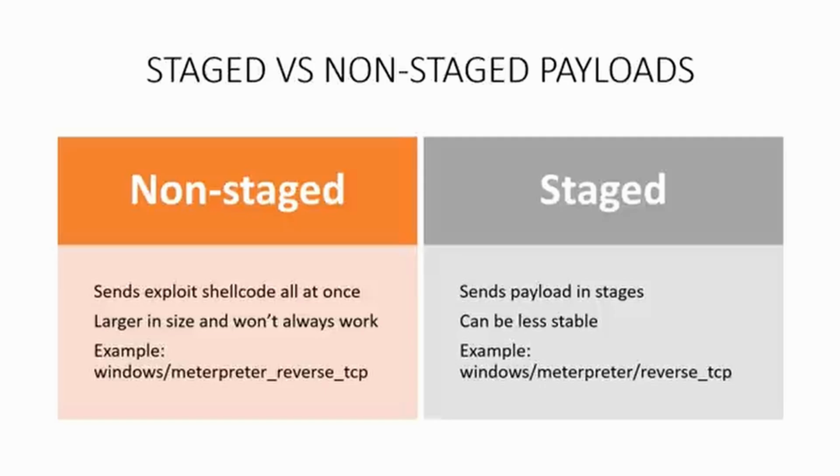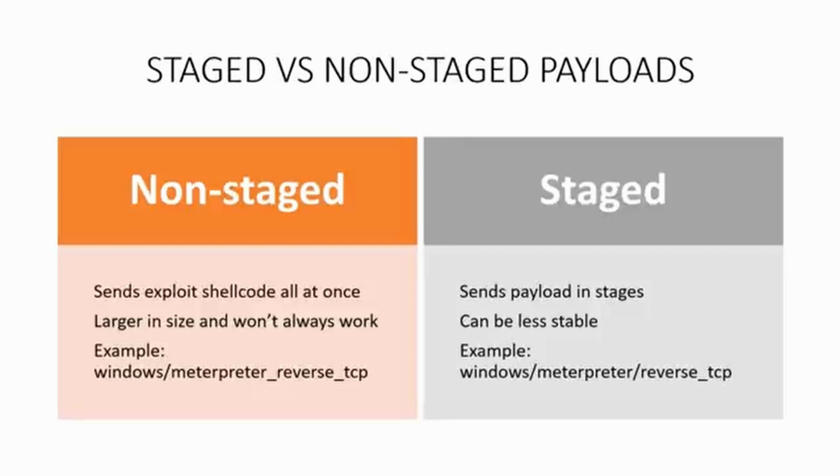And these payloads are what we use to send to a victim and attempt to get a shell on the machine. Now, it's going to make more sense as we go. It's okay if you're still a little bit confused on all of this. There are two main types of payloads that we need to pay attention to. There is what we call non-staged and what we call staged. Now, a non-staged payload sends the exploit shellcode all at once, where a staged payload sends it in stages. The non-staged payload is larger in size, and it doesn't always work, where the staged payload can actually be less stable. So each has its con.